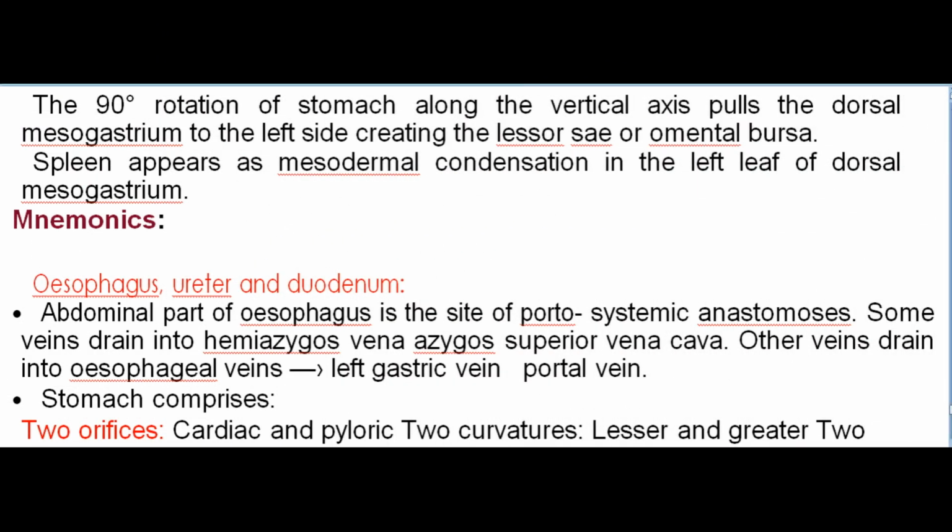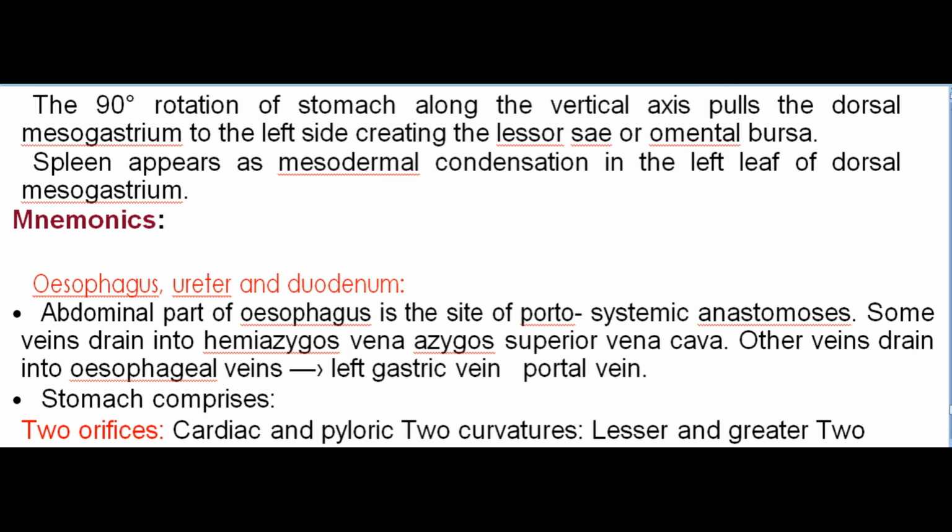The 90 degree rotation of the stomach along the vertical axis pulls the dorsal mesogastrium to the left side, creating the lesser sac or omental bursa. Spleen appears as a mesodermal condensation in the left leaf of the dorsal mesogastrium.